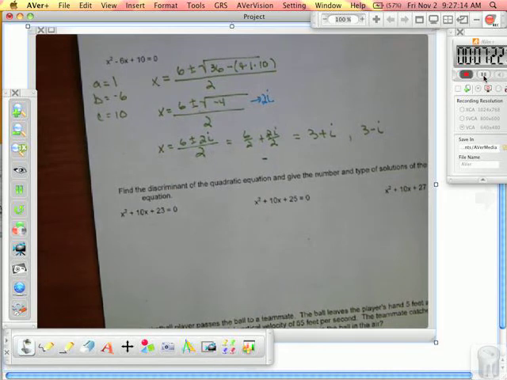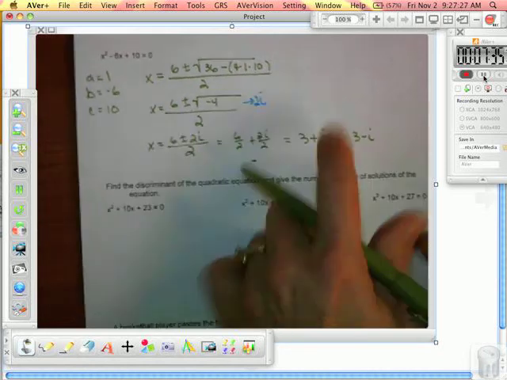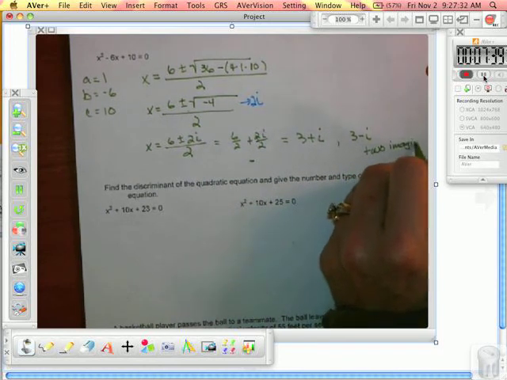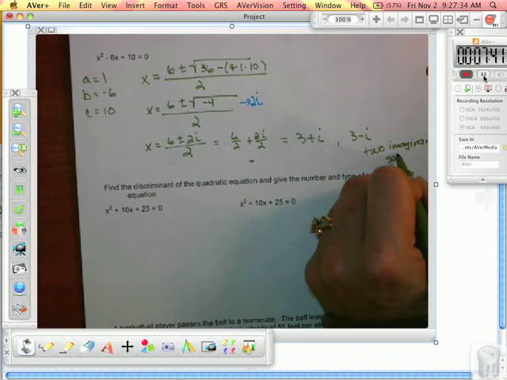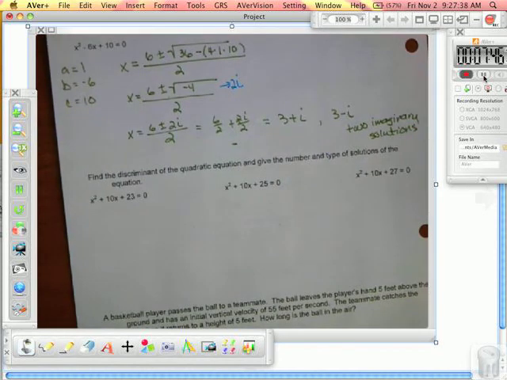Can you see that? Okay, now, because this has an i in it, we have 2 imaginary solutions, which means the parabola is in the complex plane. So you would just say 2 imaginary solutions. Yep. 2 imaginary solutions. Okay?